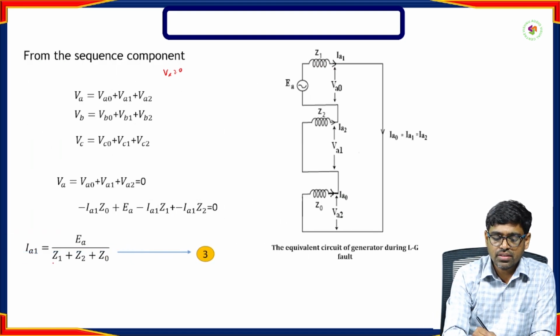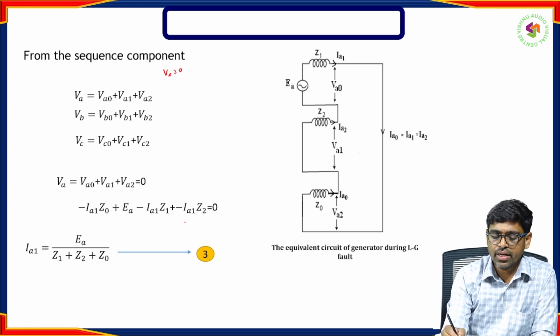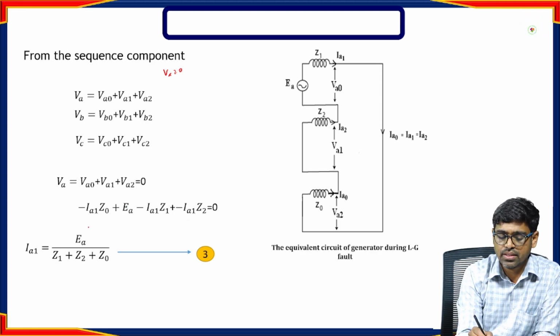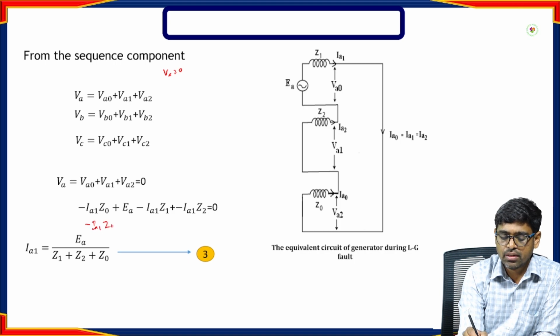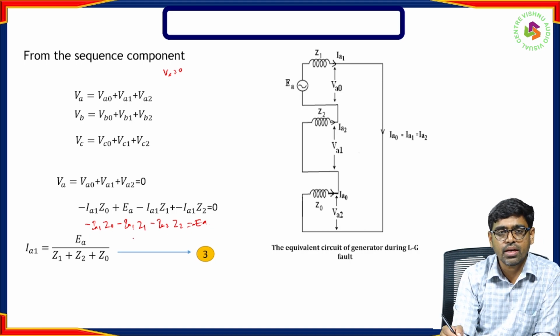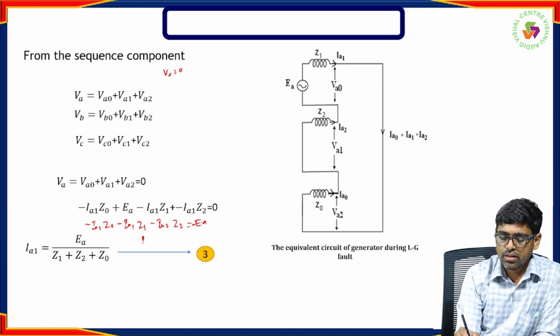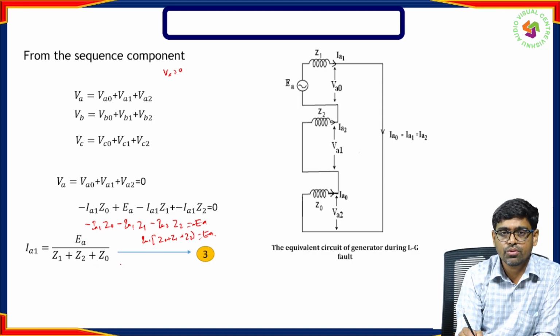Then from this relation, if you take Ia1 common, Ea comes like this: minus Ia1 into Z0 minus Ia1 into Z1 minus Ia1 into Z2 equals minus Ea. The minus can be cancelled out. Then, taking Ia1 common, it is Z0 plus Z1 plus Z2 equal to Ea. So Ia1 equals Ea by Z1 plus Z2 plus Z0.